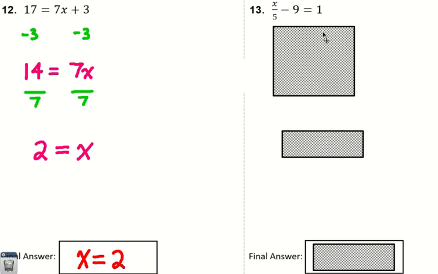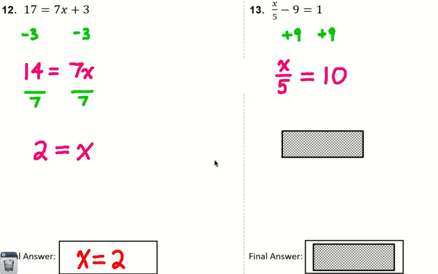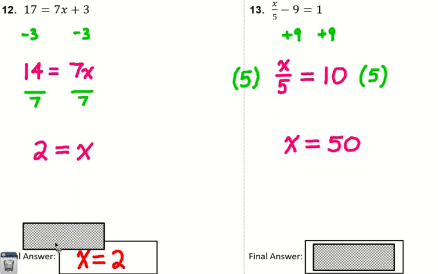Number 13, nothing really new here. We're going to add 9 to both sides first, and then we're going to multiply both sides by 5 in order to get x all by itself, and you end up with 50.